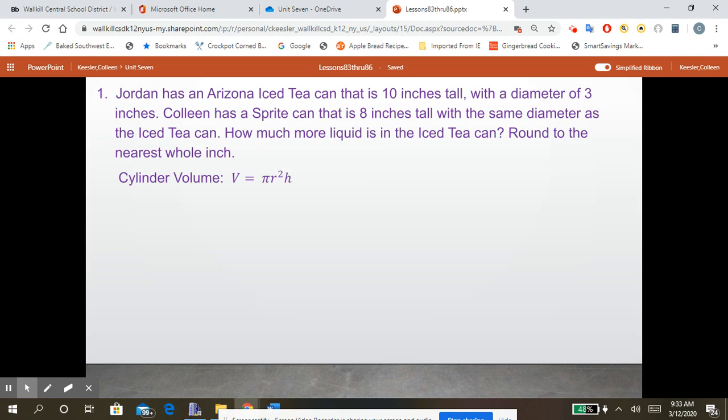So our goal here is to find the volume of both cans, subtract their volume, and find how much more is in the iced tea can. So both are cylinders. We can start by finding the iced tea can's volume. So we use that formula pi r squared h. We keep in mind that we're given the diameter is 3, so that means the radius is half of 3, or 1.5, and the height of the iced tea can is 10.